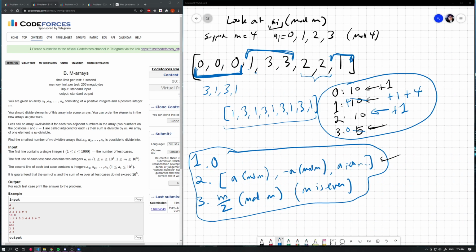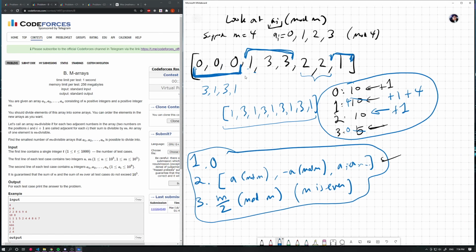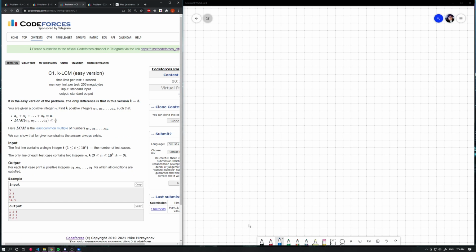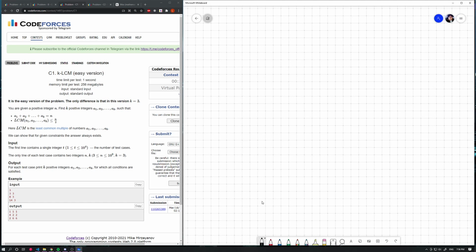Let's now go to both parts of C, which I think was pretty cool. So let's start with C1, and then we can do C1 and C2, and then I can show my code, and that's pretty much it.